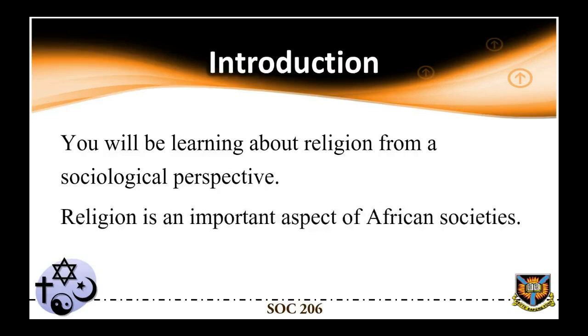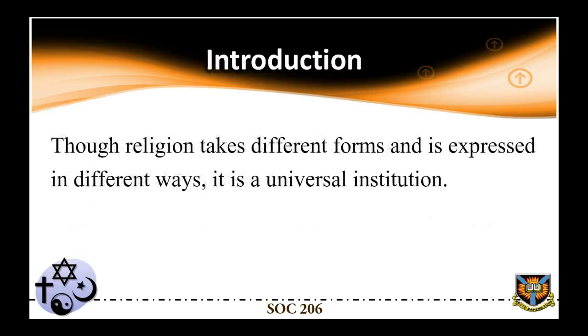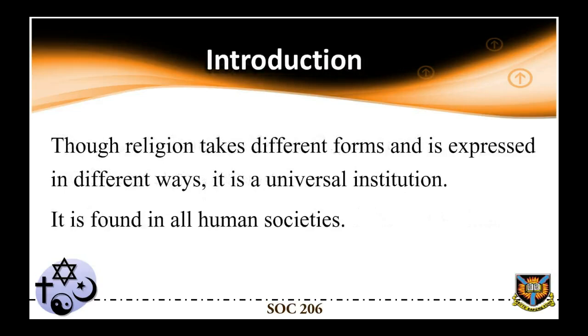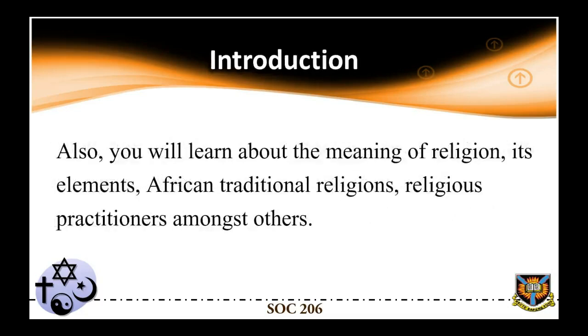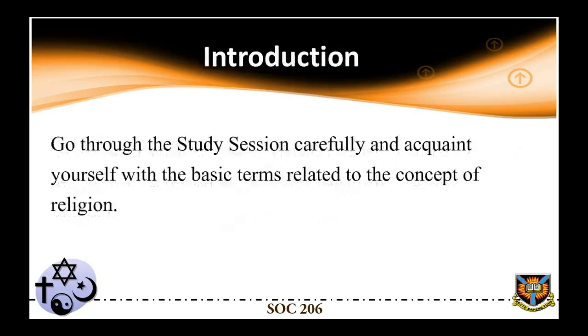Religion is an important aspect of African societies. Though religion takes different forms and is expressed in different ways, it is a universal institution. That is, it is found in all human societies. In this chapter, you will learn about the meaning of religion, its elements, African traditional religions, religious practitioners, amongst others. Go through the study session carefully and acquaint yourself with the basic terms related to the concepts of religion.